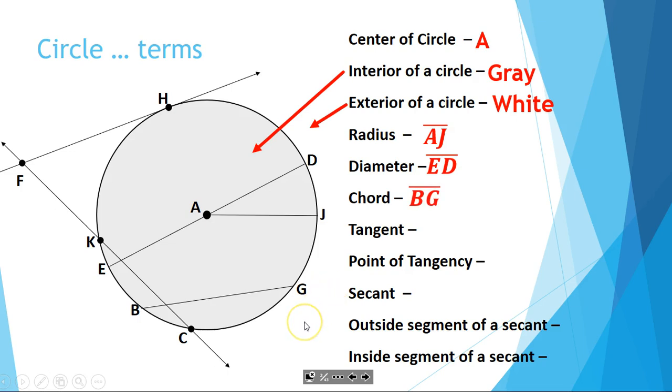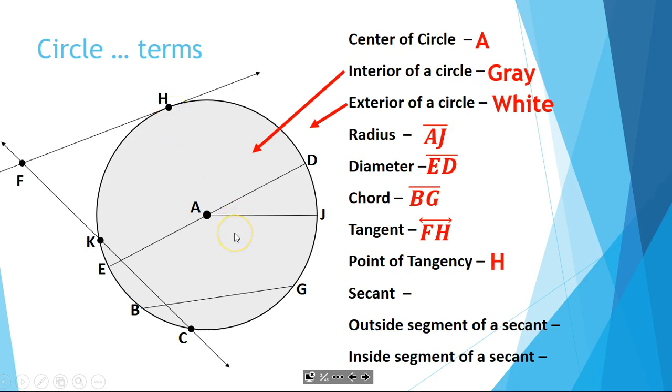Now, a tangent is a line that intersects the circle at one point. We have one line here, FH, that intersects the circle at one point. And again, we have to put that line symbol over the top of it. The point of tangency is up here at H.